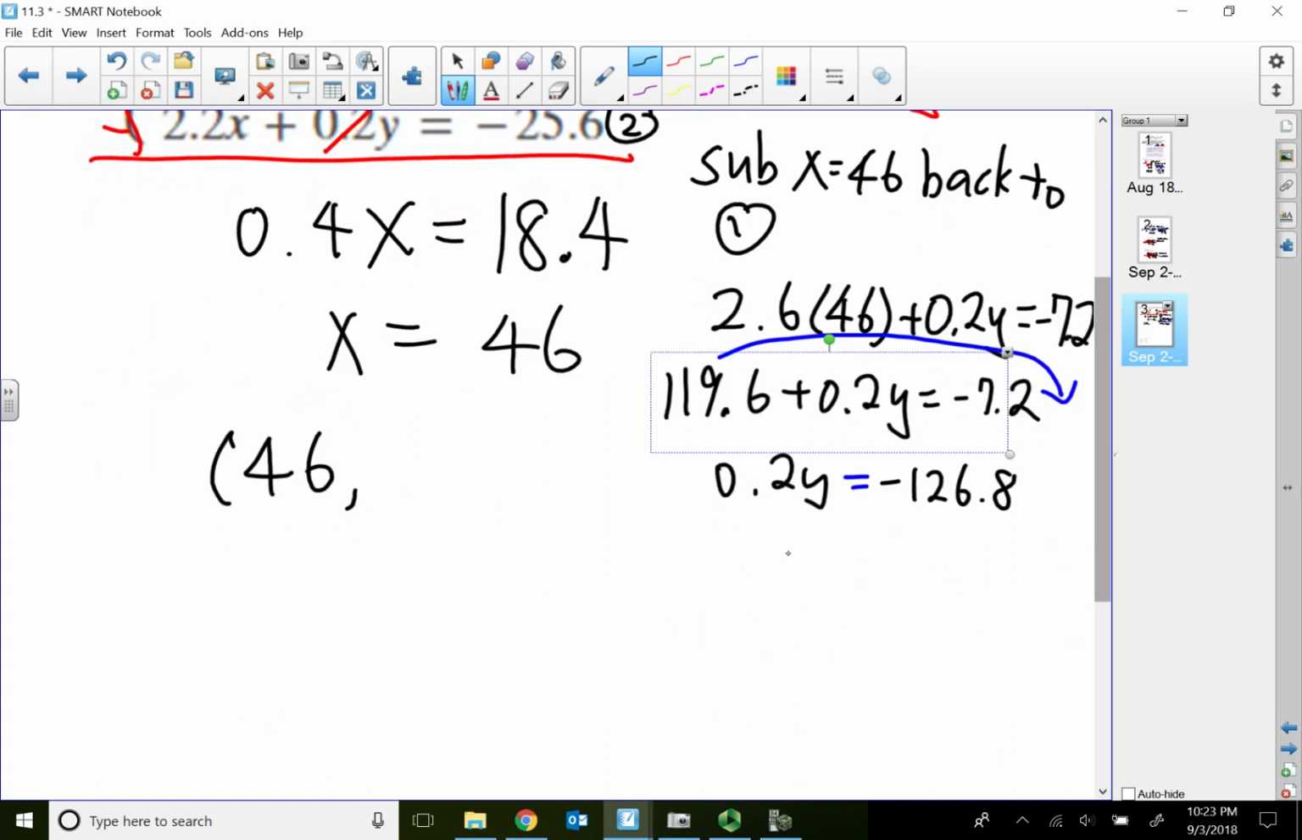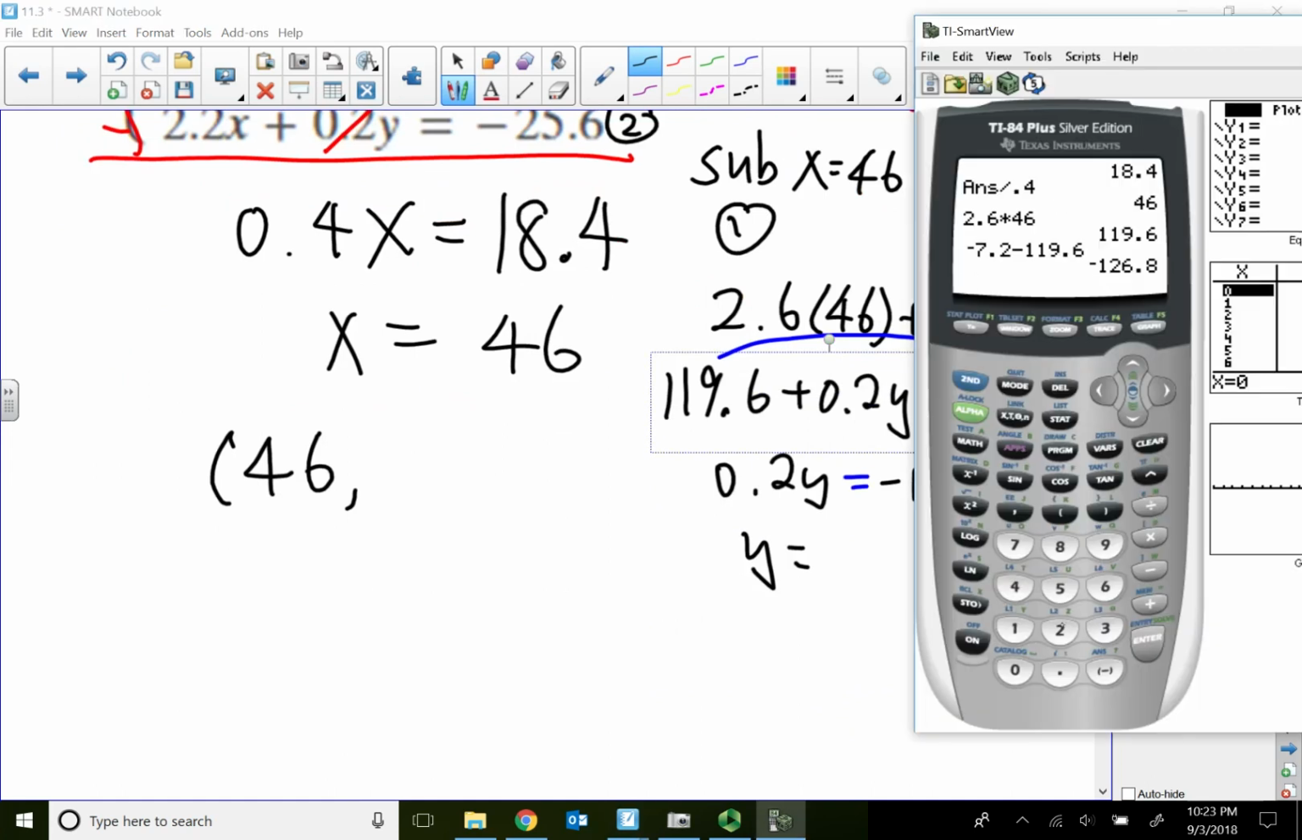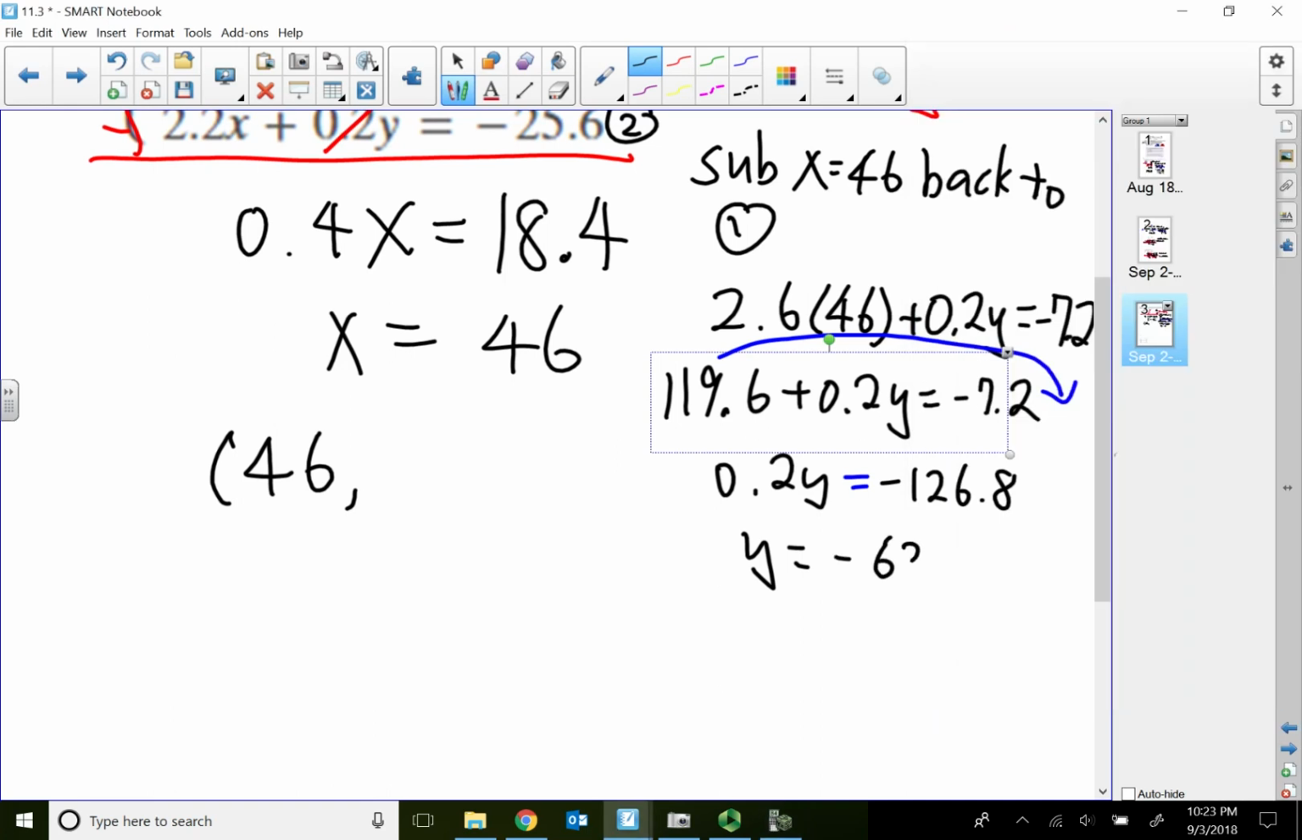If I divide both sides by 0.2, my answer is negative 634. So that will be my y value. This is my point of intersection.